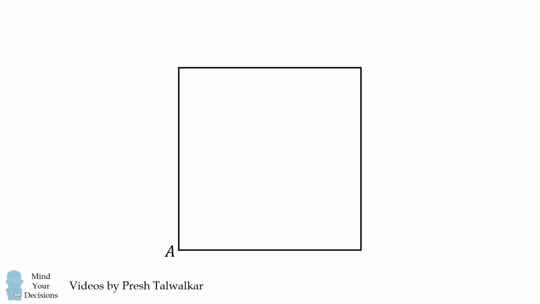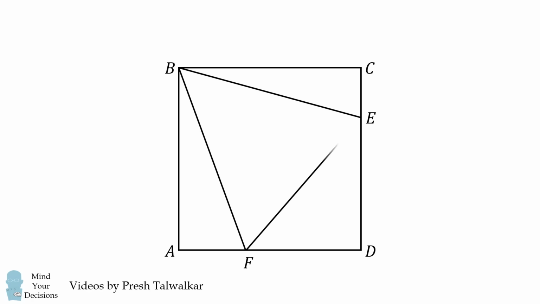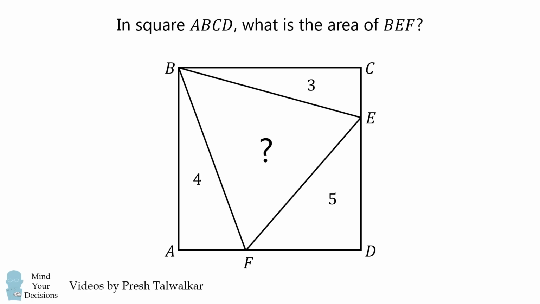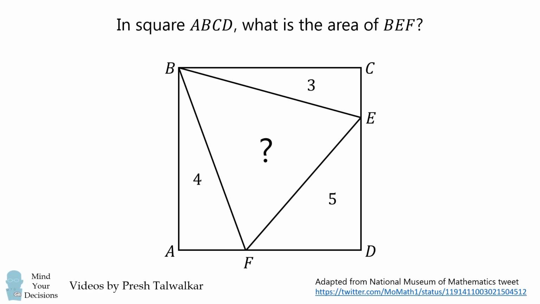In square ABCD, draw lines BE, BF, and FE as shown. If the areas of the triangles are 3, 4, and 5, what is the area of triangle BEF? This is adapted from a tweet by the National Museum of Mathematics.